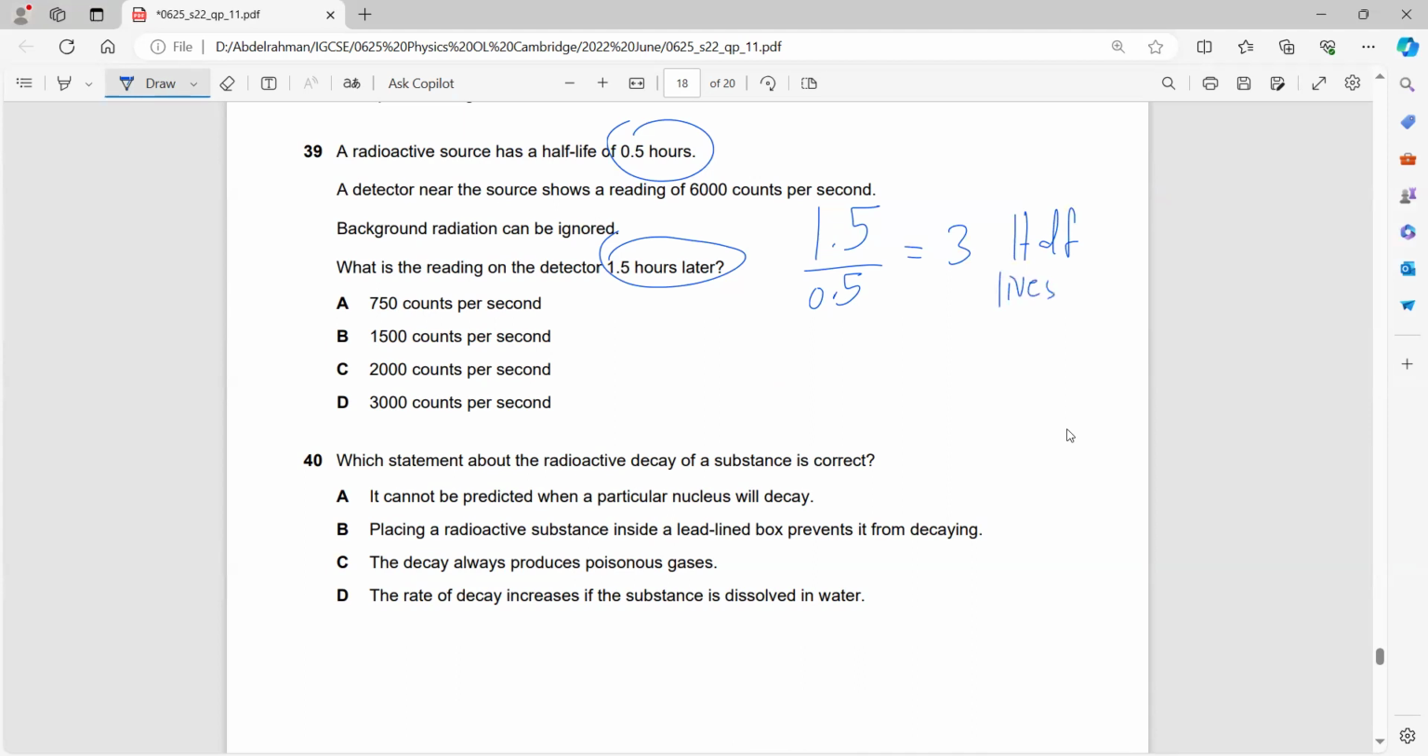half-lives. What do I mean by 3 half-lives? I will divide by 2, three times. So 6,000 divided by 2 is 3,000, divided by 2 is 1,500, divided by 2 is 750. Okay.